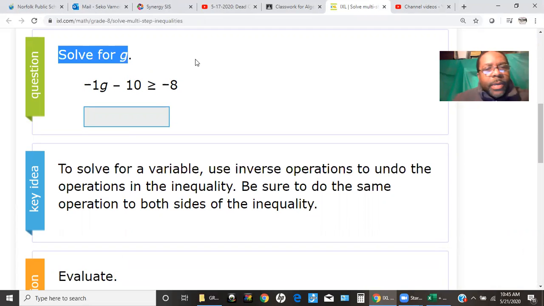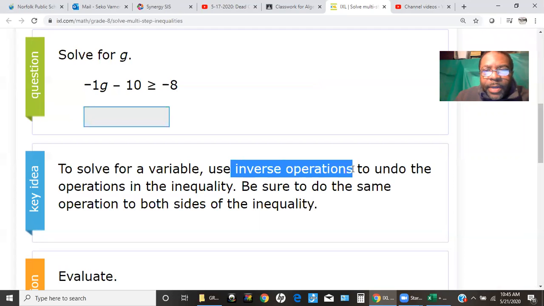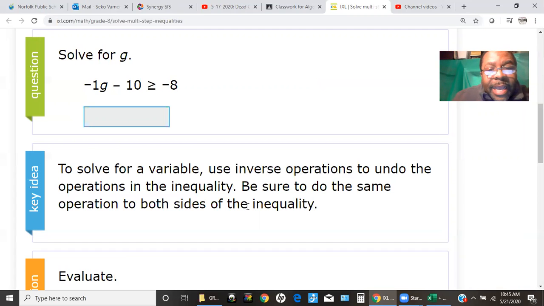Okay. So it tells you to solve for a variable, use inverse operations. Inverse operations. Do the opposite to undo the operations in the inequality. So you're going to do the opposite thing. And look, we want to figure out how to get certain things on certain parts. Like for instance, we want the variables over here, all right? And we want the integers or the numbers over here.